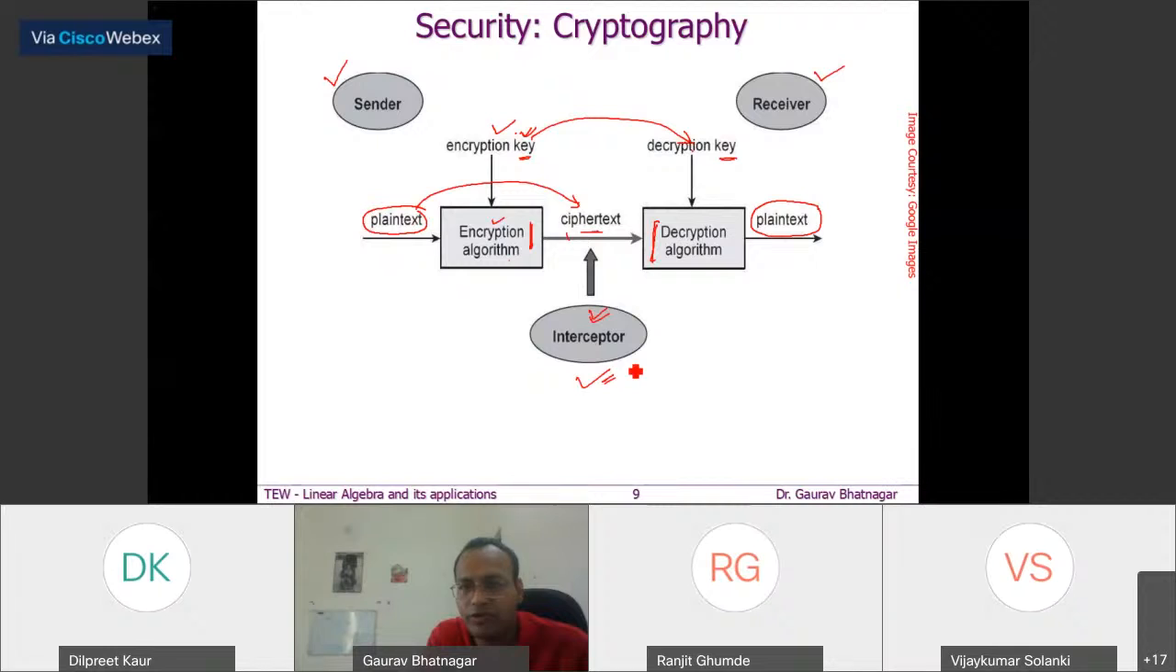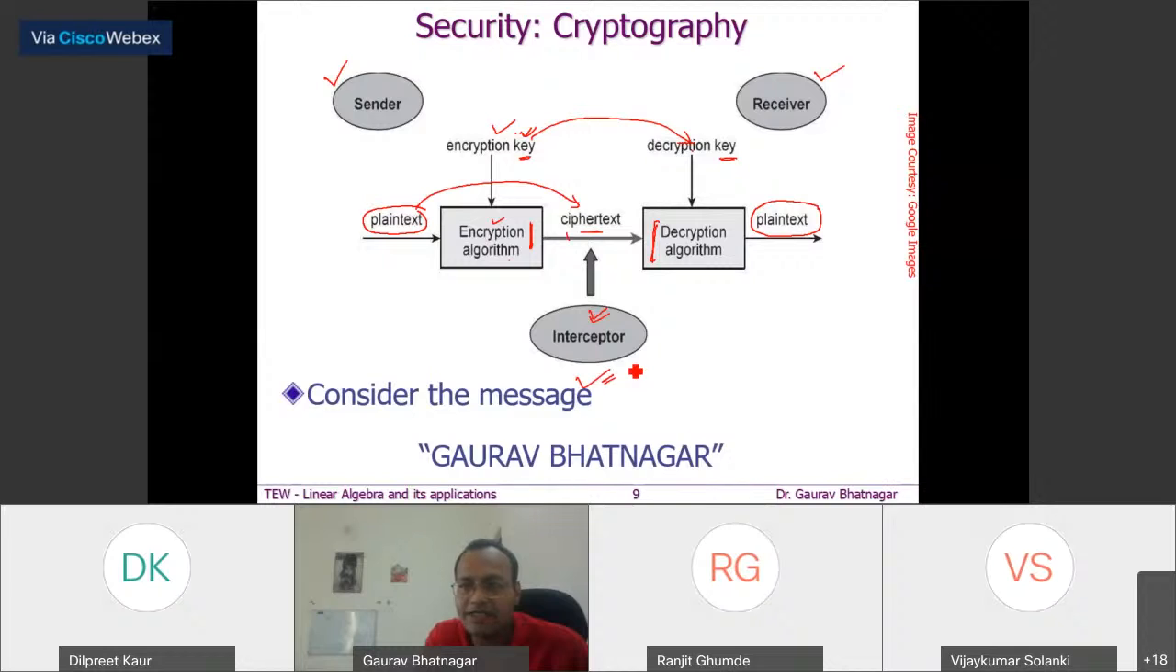Okay, so I'm not going to give you very detailed technical techniques over here. Let us try to have a very simple algorithm which will give you an overview of the whole process of cryptography. Let us consider that the sender wants to send this message. Gaurav Bhatnagar is the message which they want to send to the receiver. Now how does linear algebra help us to encode this data into some other form? Let us see.